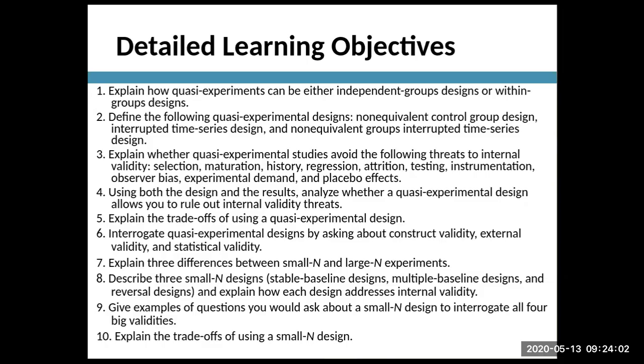I will interrogate quasi-experimental designs by asking about the other types of validity. What about construct validity, external validity, statistical validity? Do those have the same effect on a quasi-experimental design that they do on an experimental design? And then the last portion of this chapter is looking at something very specific.